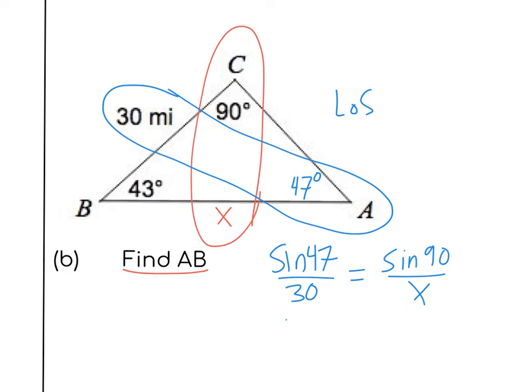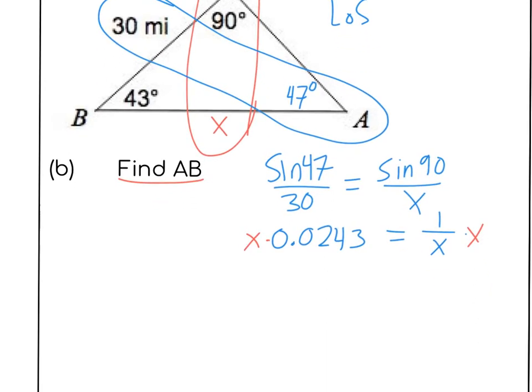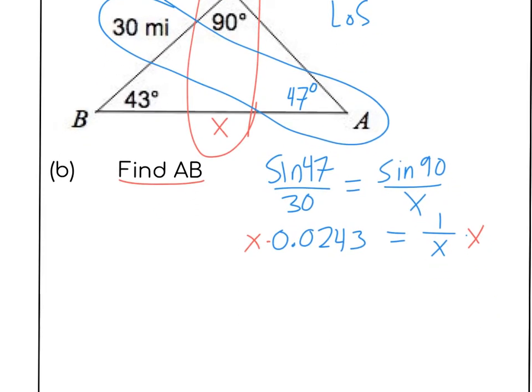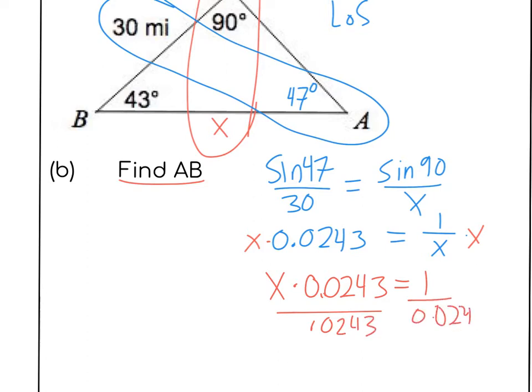And when I do that, I get 0.0243 is equal to sine of 90, which is 1, over x. I'm going to multiply both sides by x. And when I do that, we get 0.0243 is equal to 1. Okay, I've got to divide by that 0.0243, and we get x is equal to 1 divided by that. And that gives us 41.0198-ish.